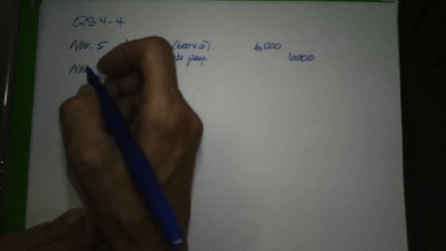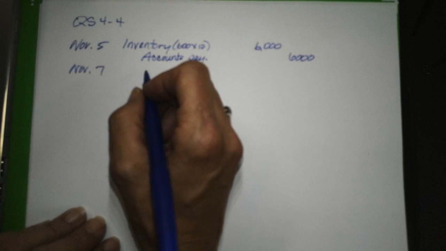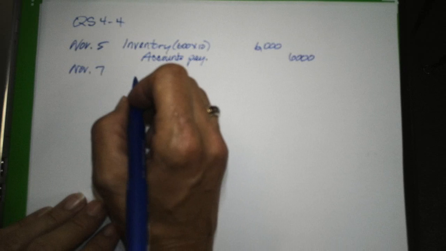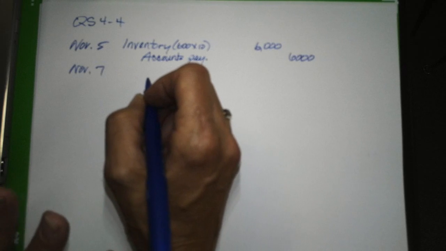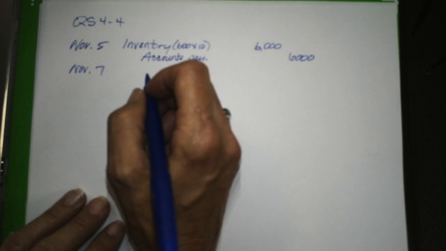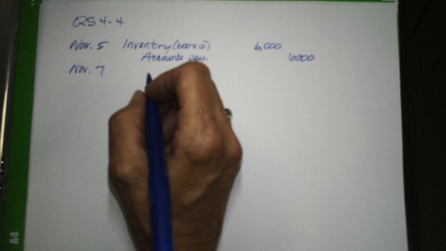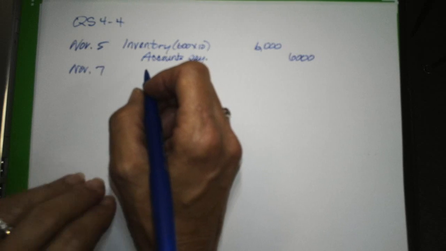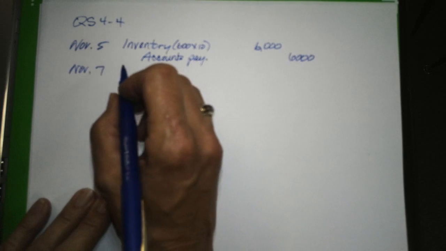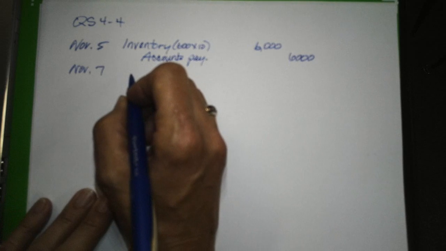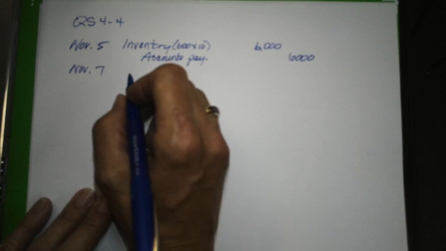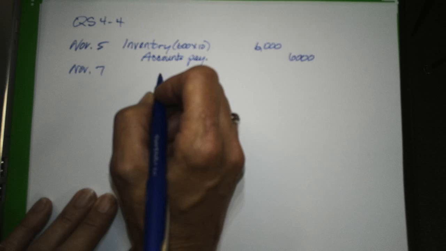November 7th. Returned 25 defective units from the November 5th purchase and received full credit. Okay, well, when we're in perpetual inventory, and this is going to be confusing because we do not do it like this on the sales side, when we return things, we actually just reduce our inventory for what we send back.